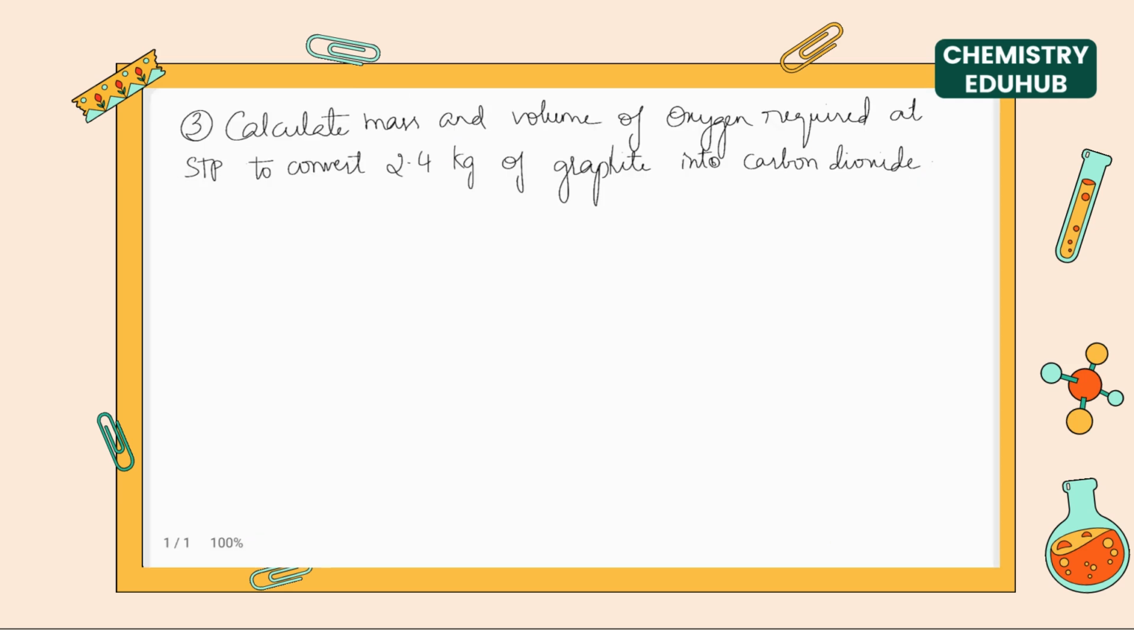Now let us look at the last numerical of this chapter, that is: calculate the mass and volume of oxygen which is required to convert 2.4 kg of graphite into carbon dioxide at STP conditions. So graphite is nothing but carbon, which reacts with oxygen to give carbon dioxide. This is the combustion reaction of graphite. Solid, gas and gas representation. Then according to stoichiometry, 1 mole of carbon is 12 grams, 1 mole of oxygen is 16 into 2, that is 32 grams, and carbon dioxide is 44 grams.